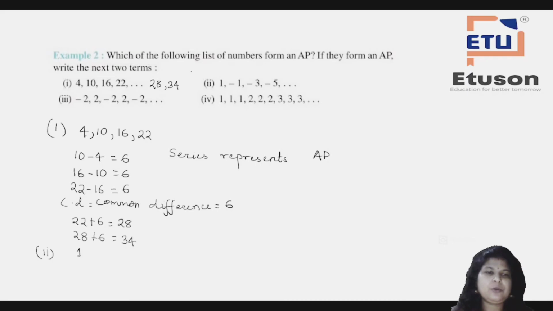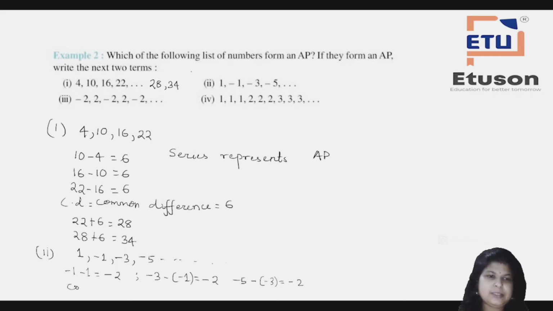Similarly, let us go to bit 2. So in bit 2 you have 1, -1, -3, -5. Let us check the difference. -1 minus 1. What is the answer? -2. Similarly, -3 minus -1. What is the answer? Again -2. -5 minus -3. What is the answer? -2.